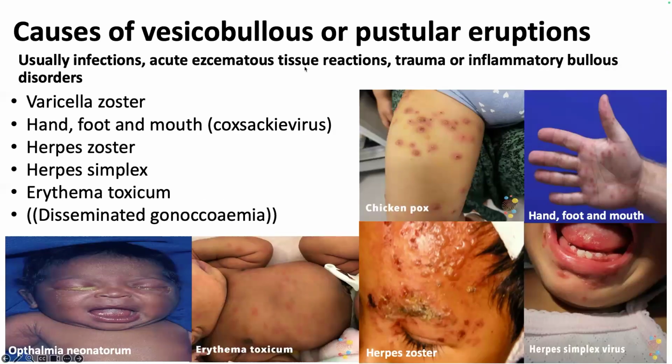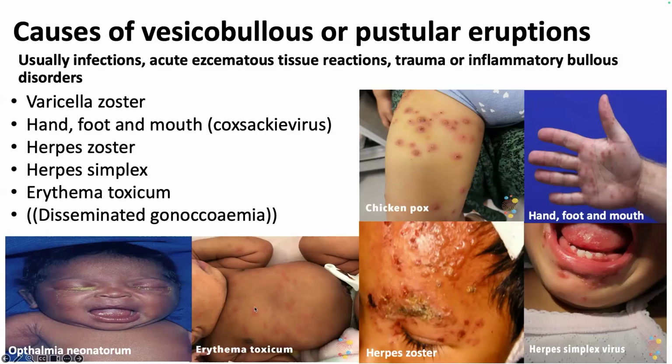And then causes of vesicles or bullae or pustules. Usually, again, these are infections and they're sort of an acute reaction in the tissue, or they could be sort of trauma or inflammation. And that would be things like chickenpox, so varicella zoster, Coxsackie virus, also known as hand, foot, and mouth, herpes zoster, so shingles, herpes simplex, so HSV. And often the first time you get HSV, in children you often get really nasty lesions around the mouth and in the mouth and on the tongue. Whereas once you've had it previously, often you will get cold sores instead.